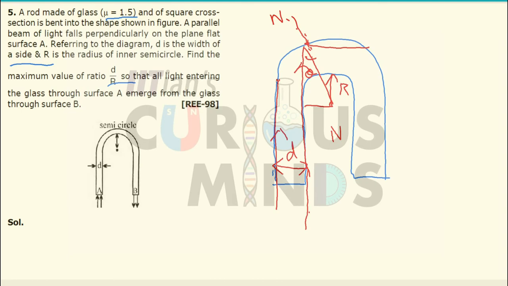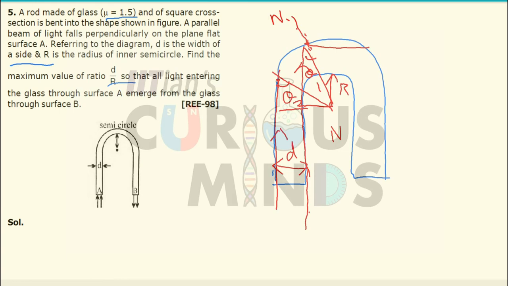If I consider theta and draw another angle over here, it should also be equal to theta. I consider this as theta 1 and this as theta 2. The critical angle over here will be this theta, that is theta 1. The reason is, if I draw a normal over here, the angle between the incident ray and the normal will be the angle of incidence.